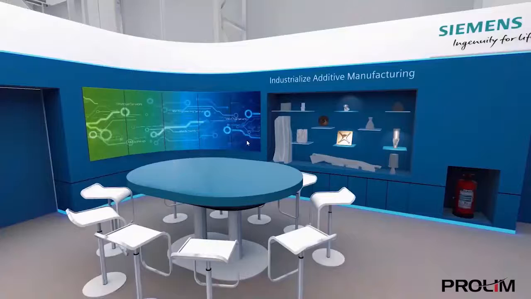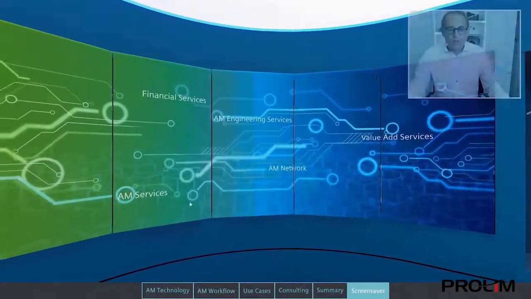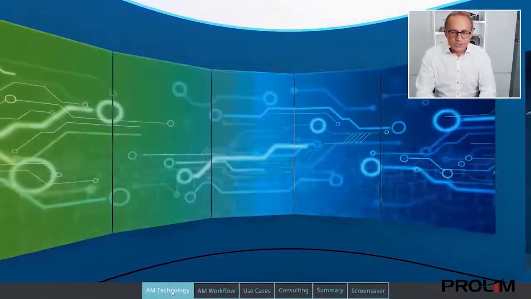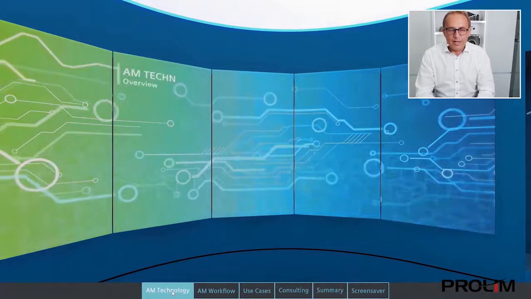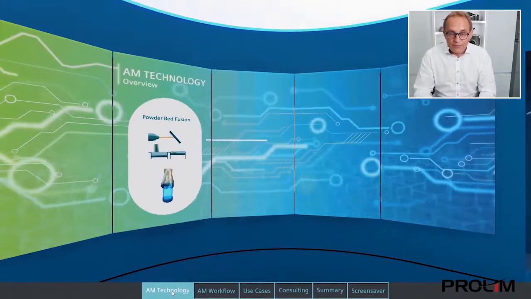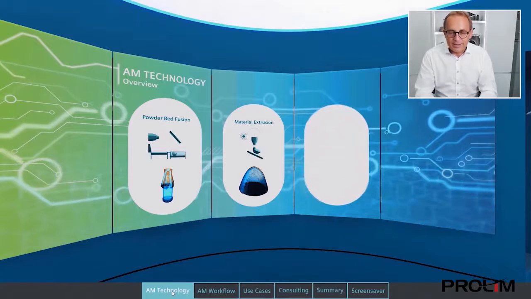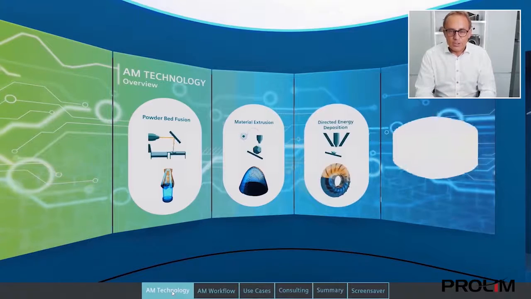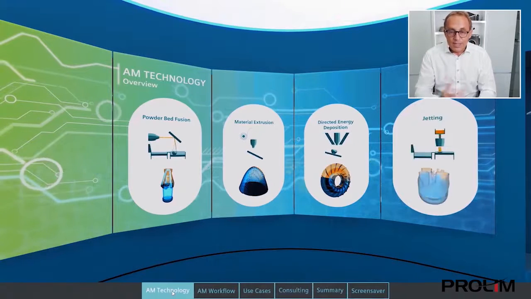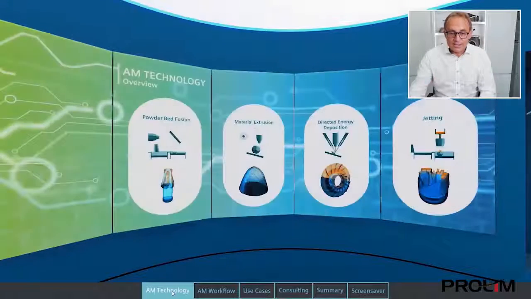I'm Thomas, and I'm guiding you today through the digital version of the Additive Manufacturing Experience Center. We speak about the industrialization of additive manufacturing, and from our point of view, the additive manufacturing technologies which are from our side relevant for the industrialization are four technologies. The first one is the powder bed fusion technology, where we can process polymers, metals, ceramics, and others. The material extrusion technology, where we see later on the robot really working with material extrusion, the directed energy deposition technology, and the jetting technology.